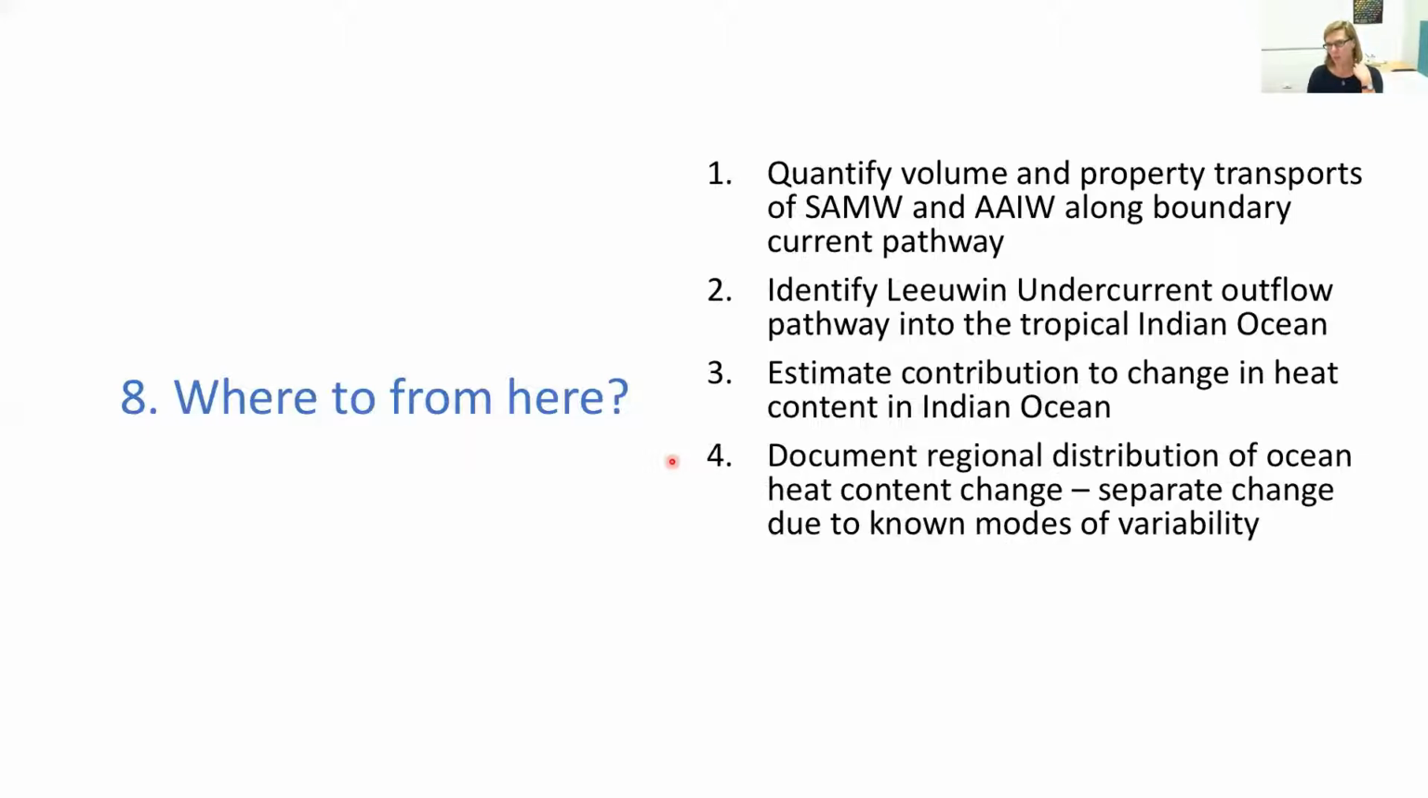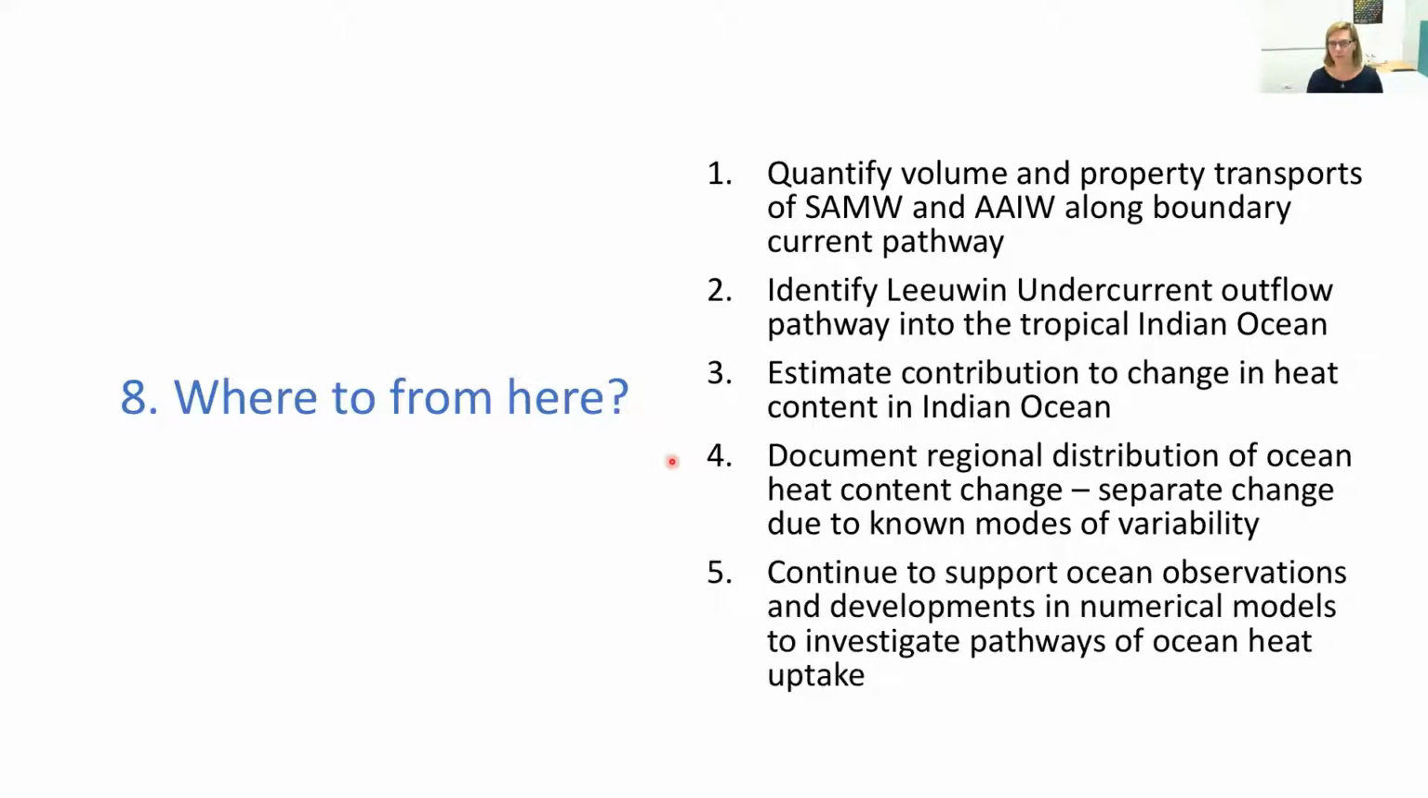And some parallel work that's being led by Sorab, a student with us, is to document the regional distribution of ocean heat content change, and to be able to separate out the changes that are due to what we call known modes of variability. And that would include things like El Nino and the Indian Ocean dipole and the southern annular mode. So we can tease apart the changes in heat content that are due to these different climate modes, and then see more clearly the part that is due to the human-induced climate change.